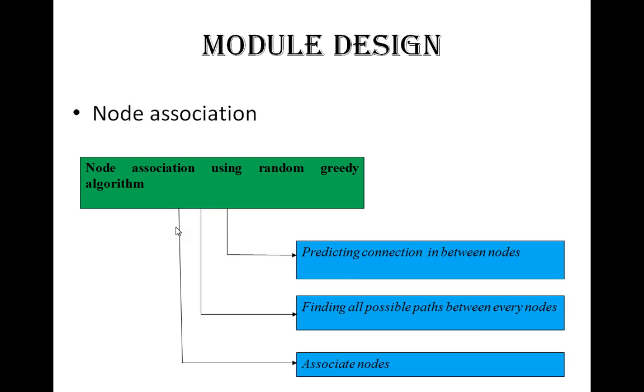Then my fourth module is node association. I am associating nodes using a random greedy algorithm. For that, initially I am predicting connections in between the nodes, what possible connections are available between the nodes. After finding the possible paths between every node, I am associating the nodes.